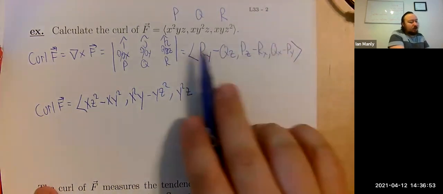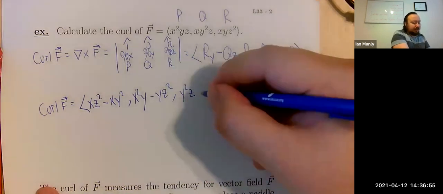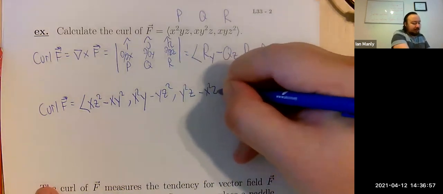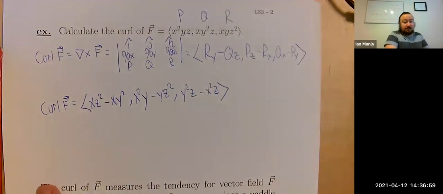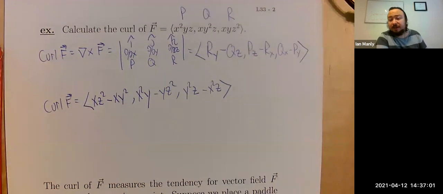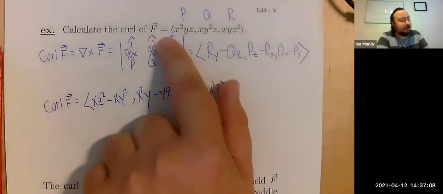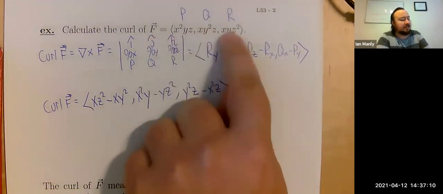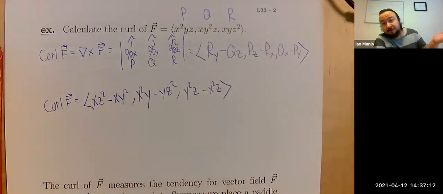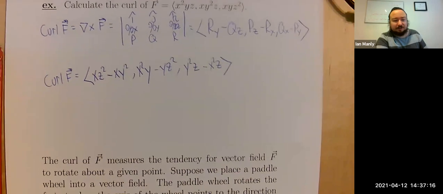And then py is x squared z. All right, so this is going to be the curl of our vector field. And then notice that this itself is another vector field. So a vector field is a function of 3 variables that spits out a vector. This is also a function of 3 variables that spits out a vector right here.